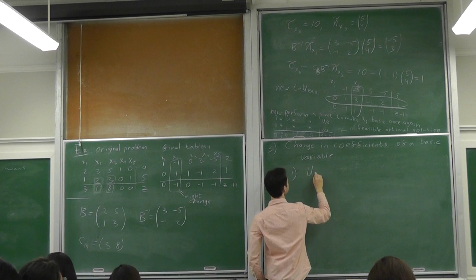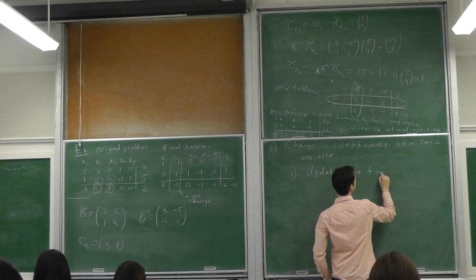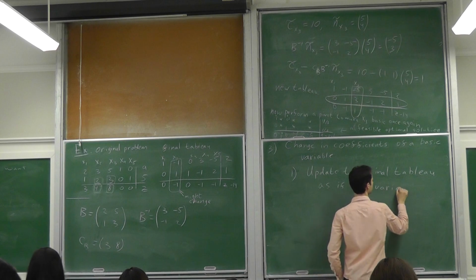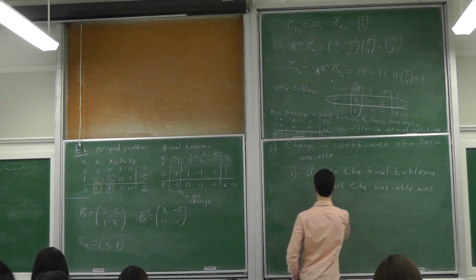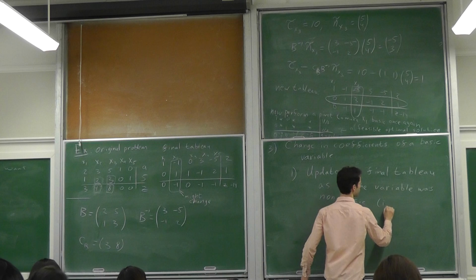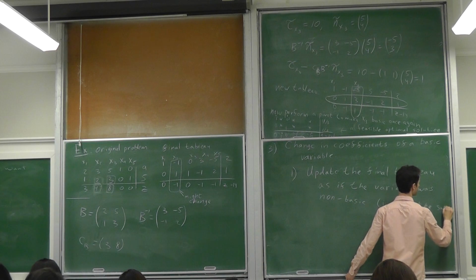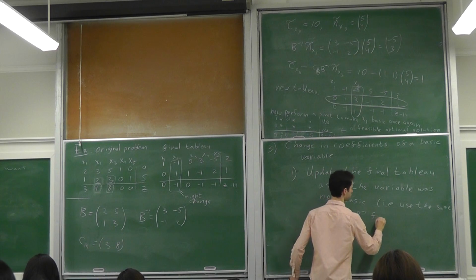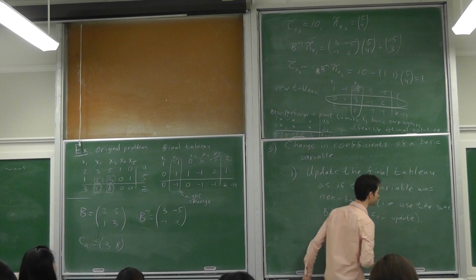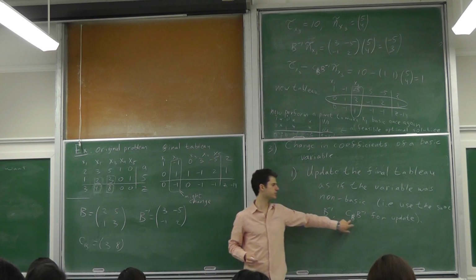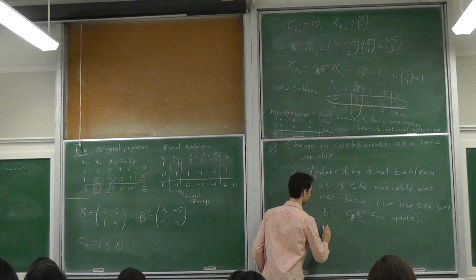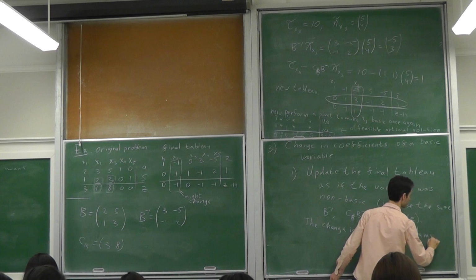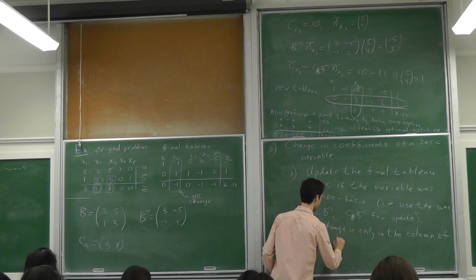So one, update the final table as if the variable was non-basic. We use the same V inverse and CV V inverse, so the change is only in the column of the variable.